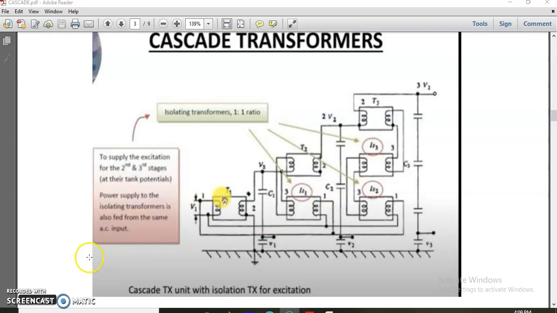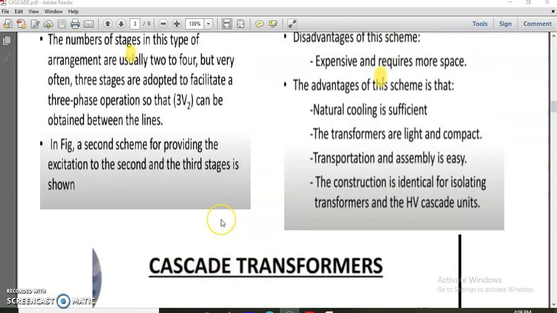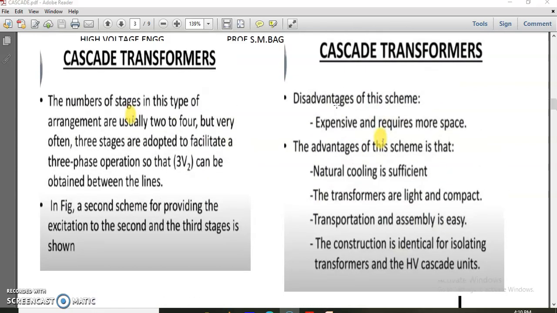And I told you the advantages and disadvantages. Advantages: very high voltage can be easily generated, the output is ripple free, and there is flexibility. Disadvantage: somewhat expensive. Applications: these are used in nuclear physics laboratories for particle acceleration and other processes in research work, and also for high voltage measurements for testing purposes. So this is all about the cascade transformer.